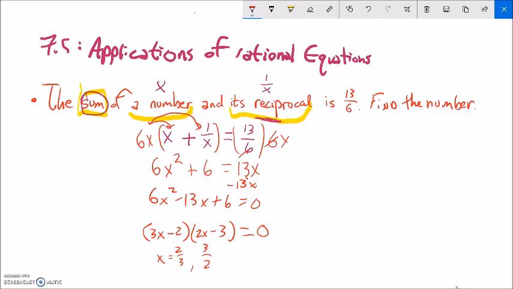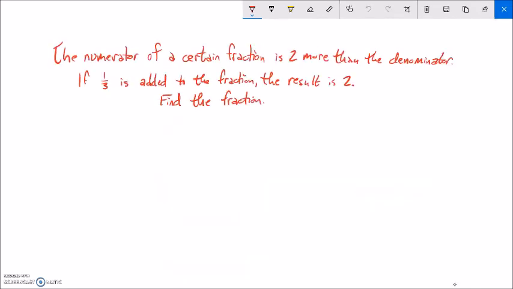I get two different things that work. And what I could do is test them both and see if they work. So for example, let me try 2/3, a number, and its reciprocal. Oh, that makes sense. If the number would work, its reciprocal would work because they're going to each give me the other one. Does that in fact equal 13/6? Well, let me turn these into sixths, multiply that by that, 4/6, multiply that by that version of 1, 9/6. It sure does. Great. So there's my solution.